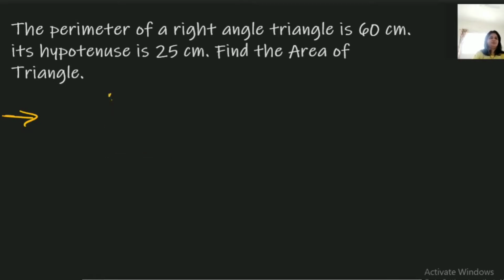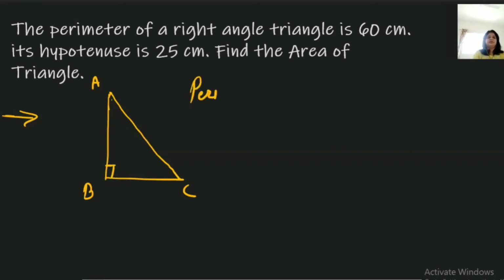I'm just going to draw here a right angle triangle, and I will give the name ABC. The triangle ABC, where B is 90 degree. So let's substitute the values whatever are given in the question. In the question, it's given the perimeter of a right angle triangle is 60 centimeter. I'm writing here the perimeter is 60 centimeter. We are going to use this statement further in steps, and its hypotenuse is given.